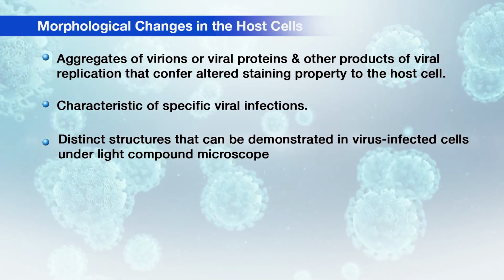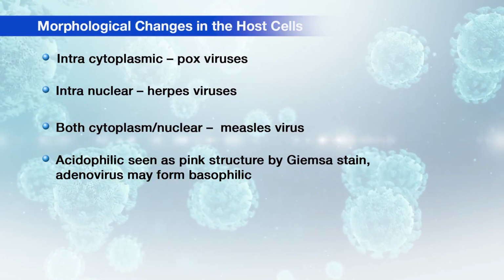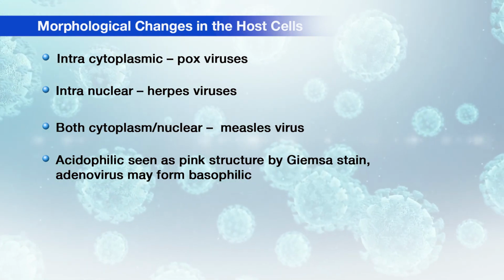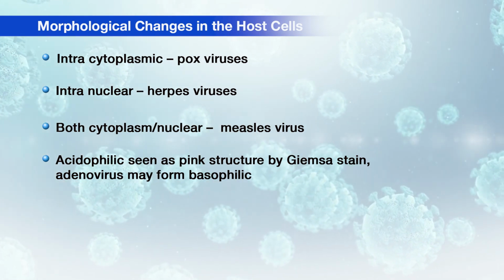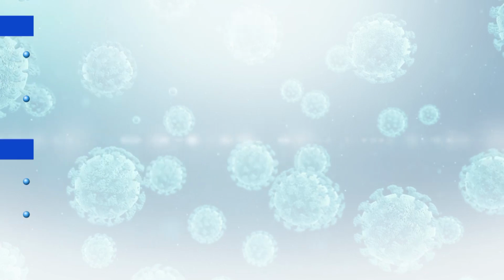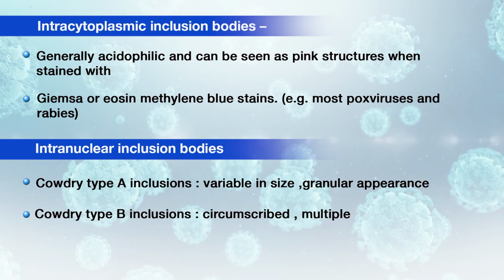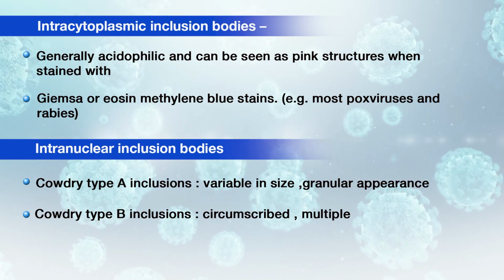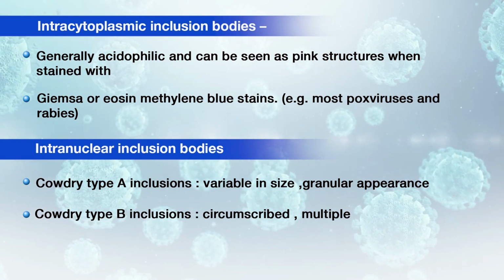So how do we go about seeing them? Through a light compound microscope, in which you can see them either intracytoplasmic as in pox virus, intranuclear as in herpes virus, or both cytoplasmic and nuclear as in measles virus. These can be either acidophilic, pink as seen in Giemsa stain, or basophilic as in adenovirus. As per the location, it can be intracytoplasmic or intranuclear. In intranuclear, you have Cowdry type A inclusion bodies, which are variable and granular, and Cowdry type B inclusion bodies, which are circumscribed and multiple, or it could be both intracytoplasmic and intranuclear.